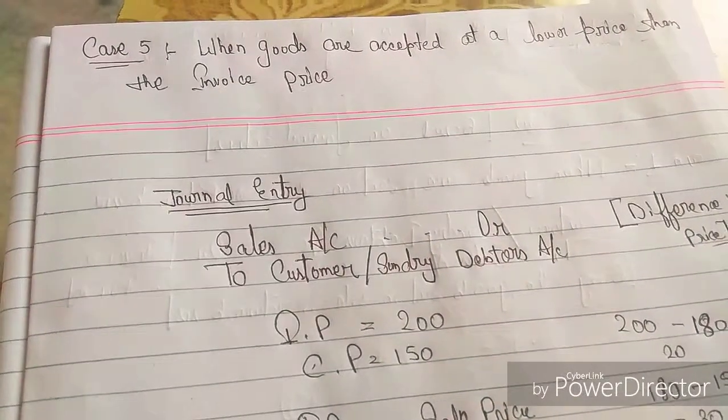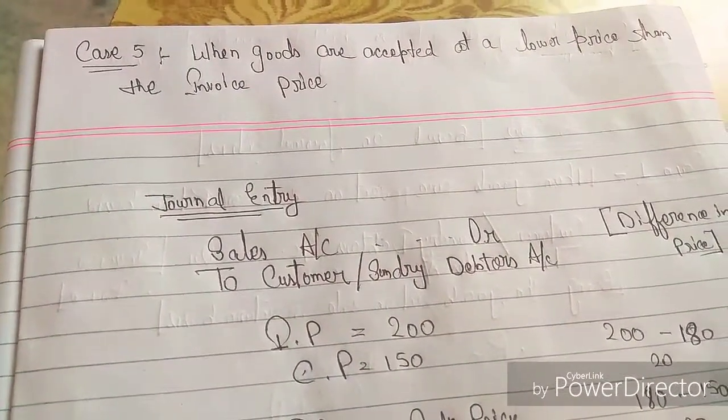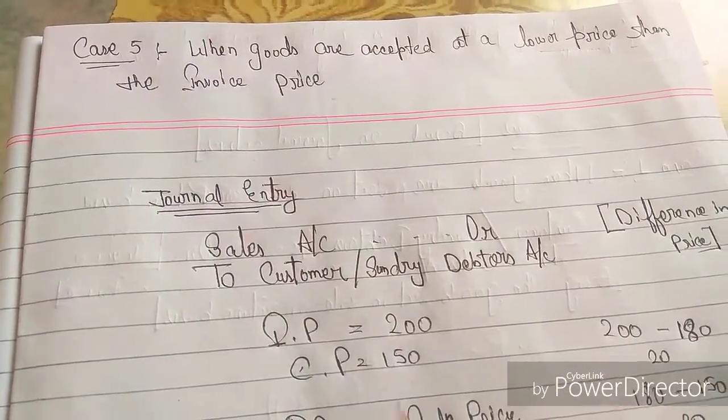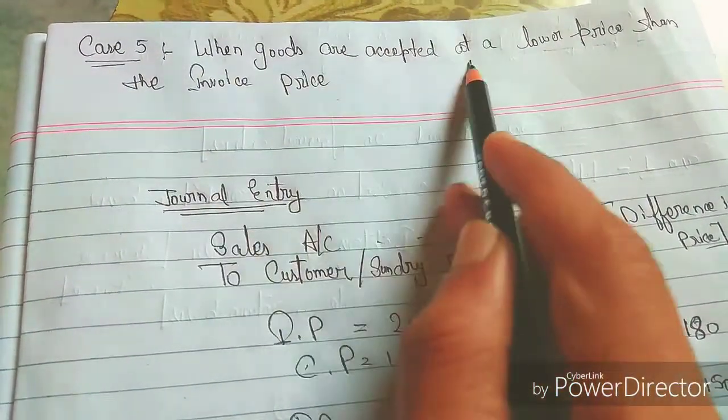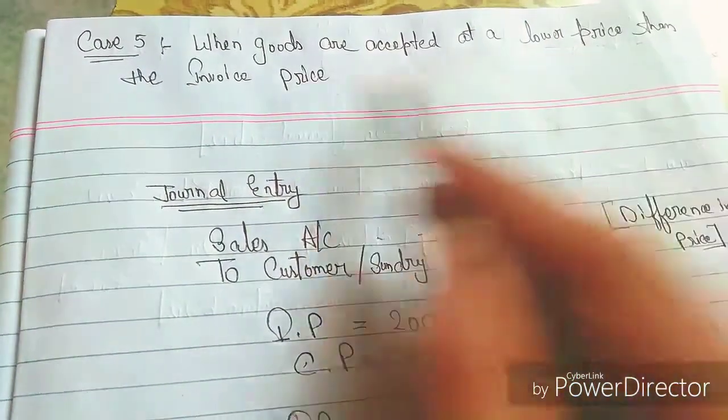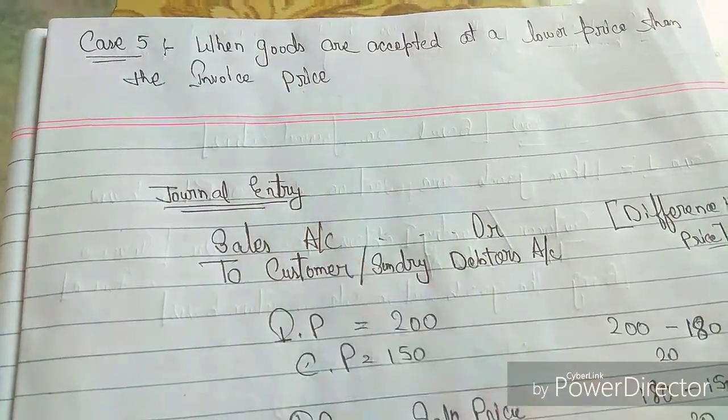In the previous case we discussed when goods are accepted at a higher price than the invoice price. But in this case, that is case 5, we are going to discuss when goods are accepted at a lower price than the invoice price.